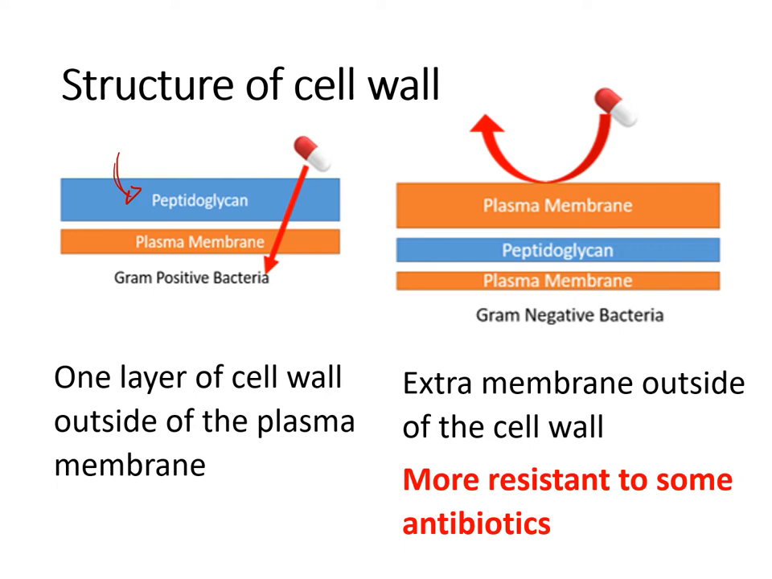and kill them. On the other hand, the gram-negative bacteria, in addition to the regular cell wall, have another layer of plasma membrane outside of that. So the peptidoglycan is actually sandwiched between two layers of plasma membrane. And that essentially creates a much thicker barrier, making it more difficult for the antibiotic to go inside the cell.